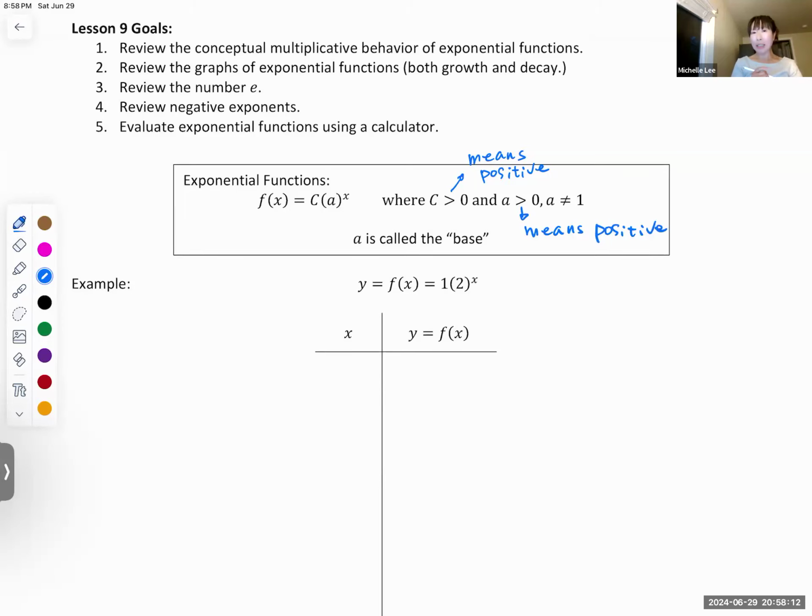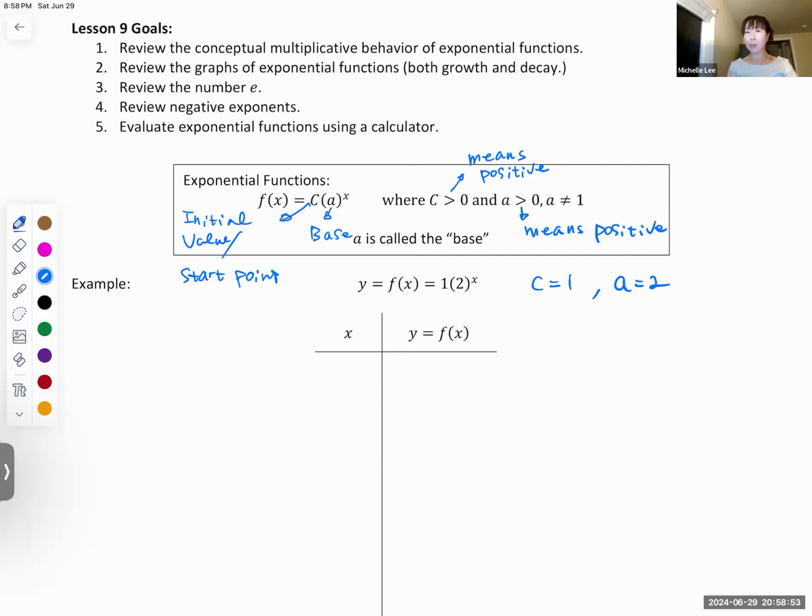We call a the base. This is a base. And this is the initial number, or starting point, the initial value or start point, right?